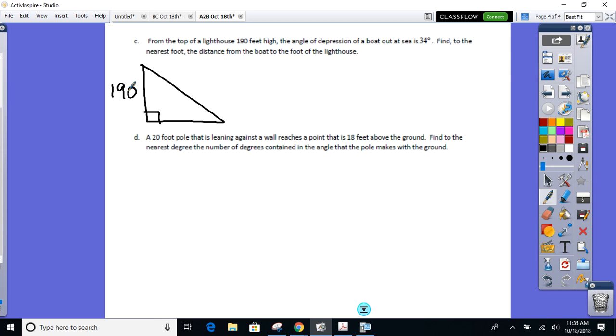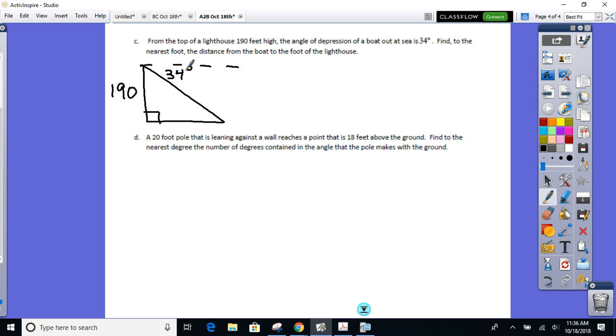That was elevation, everyone agrees? This is not depression. Depression is actually found outside the triangle. All right, so you're actually on top looking down now. So this outside the triangle is 34 degrees. Depression is outside the triangle. Elevation, yes, inside, but depression is outside.